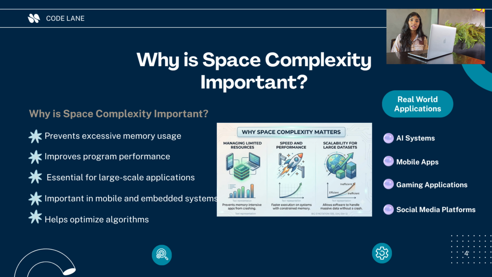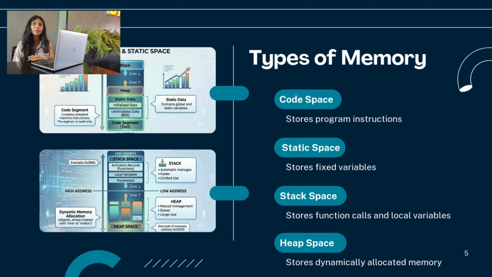Space complexity becomes especially important in large-scale applications such as social media platforms, artificial intelligence systems, gaming applications, and mobile apps. For example, a social media platform may process millions of users at the same time. Efficient memory usage helps the system handle large amounts of data without performance issues. This is why memory optimization is a major concern in software development.